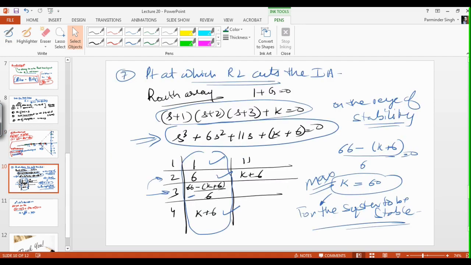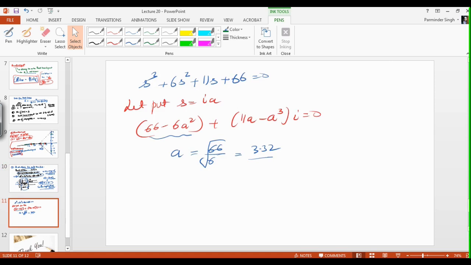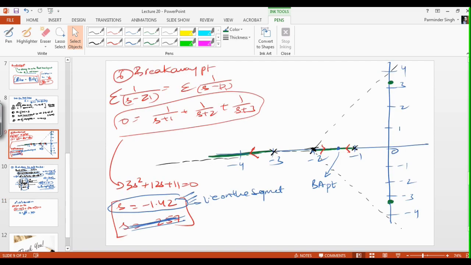First we find the maximum value of k, then we substitute that maximum value in the characteristic equation, substitute s equal to ja, and calculate the value of a. So a comes out to be 3.32. That means this is the point where the root locus cuts. Now we have 3 points, 1, 2 and 3. Simply join these points to get your root locus. This red line is the representation of your root locus.